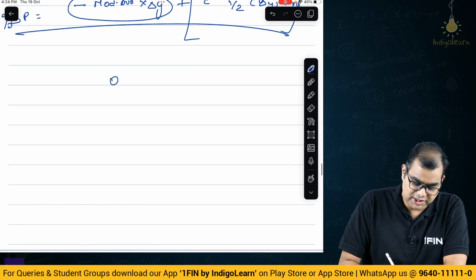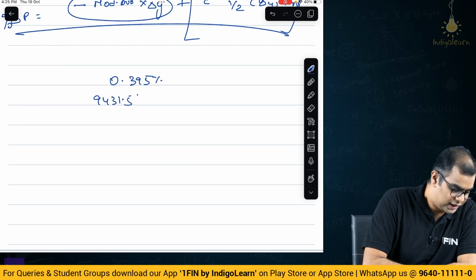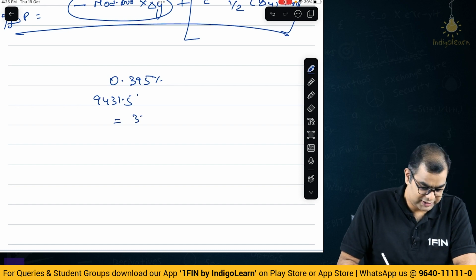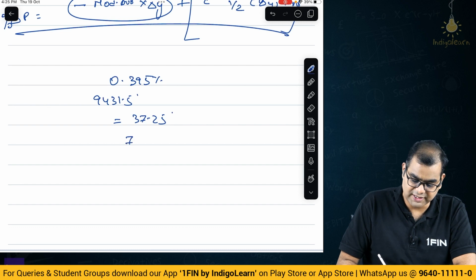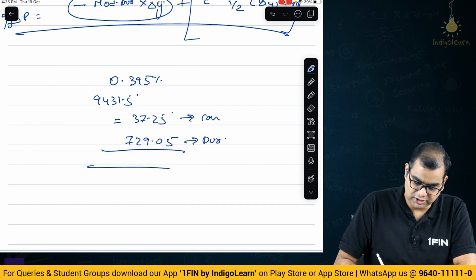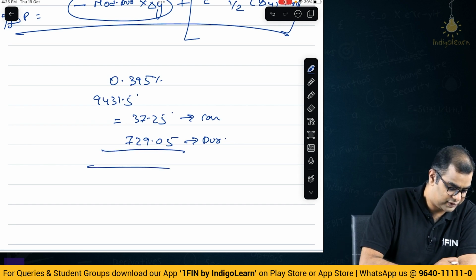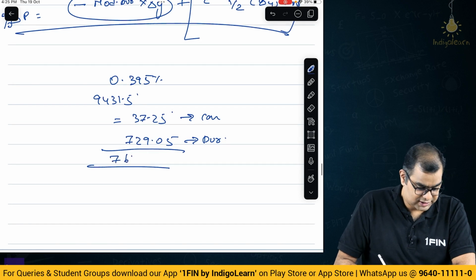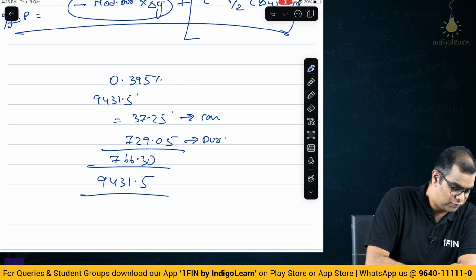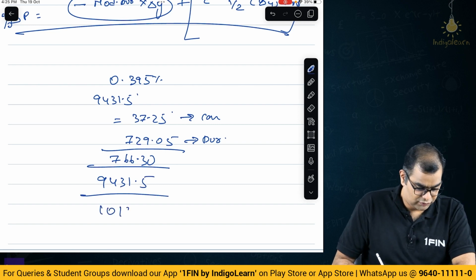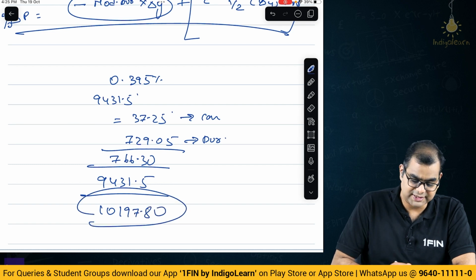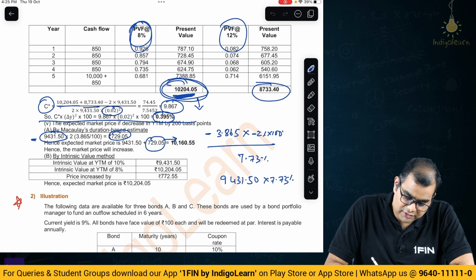So because of convexity, what is the change? 0.395% of what? 9431.5. So 9431.5 into 0.395% is how much? Is equal to 37.25. What was the change that we got? 729.05 because of duration. This is because of convexity. What is the total number? 37.25 plus 729.05, you get 766.30. You add that to the original price of 9431.5. What you get is 10197.80.